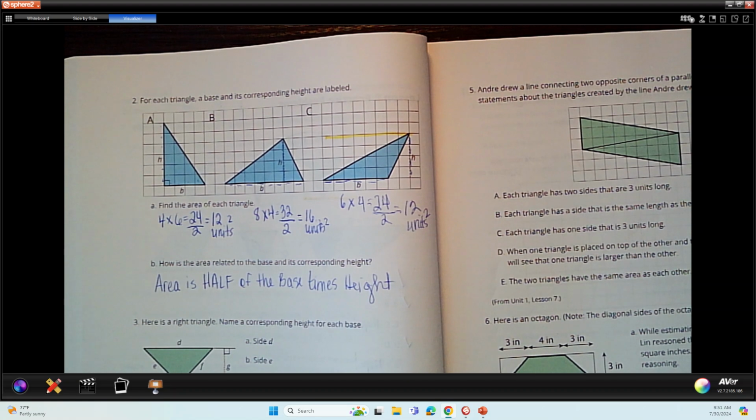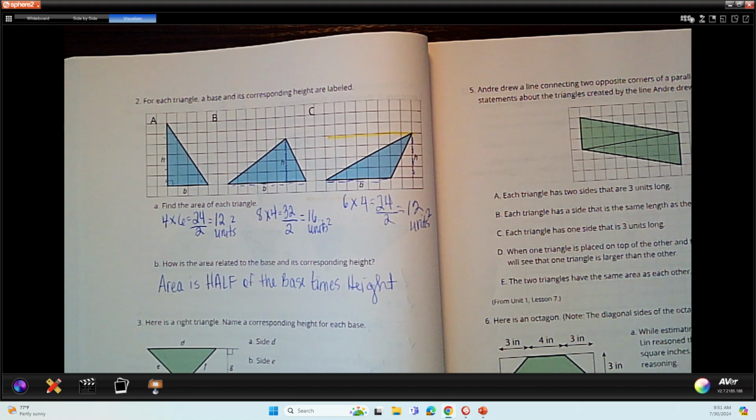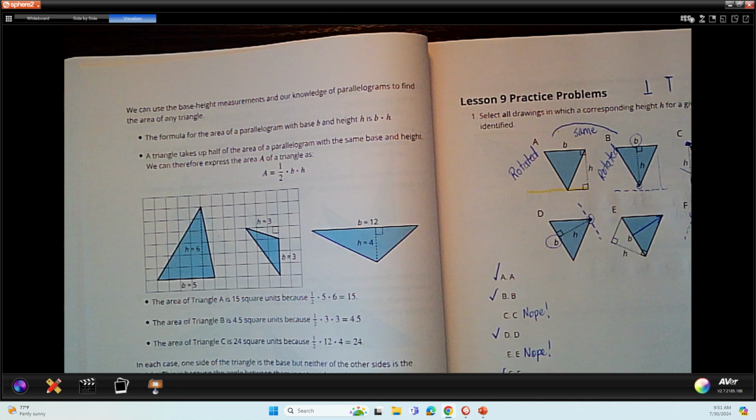Okay? All right, so that is practice problems 1 and 2 of lesson number 9.